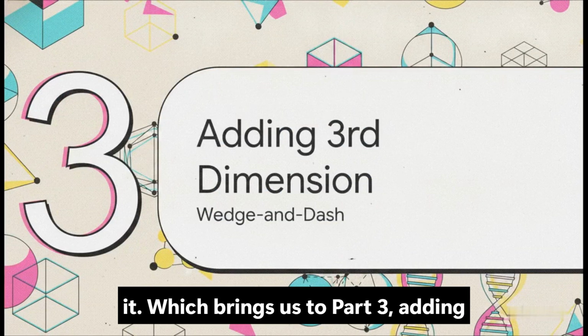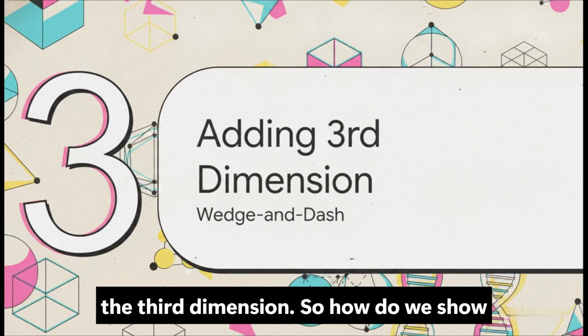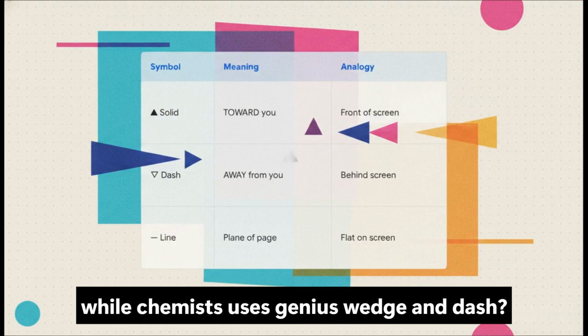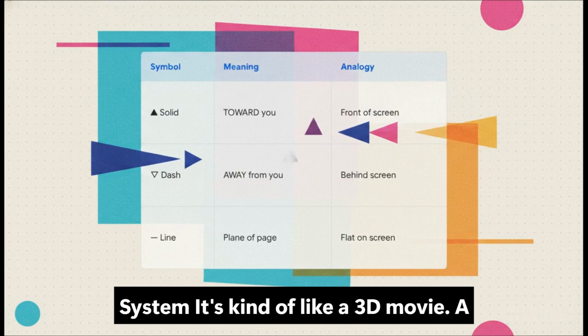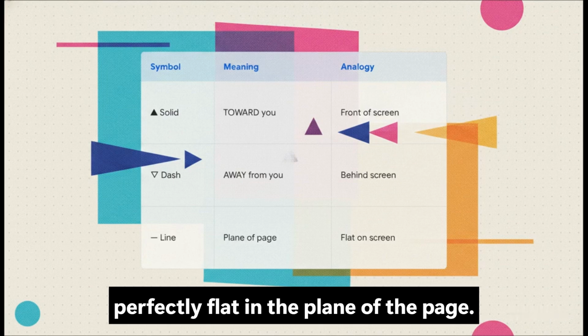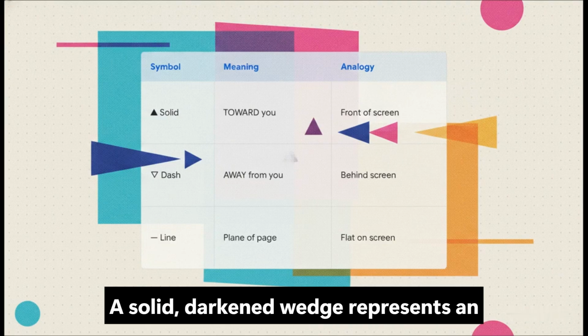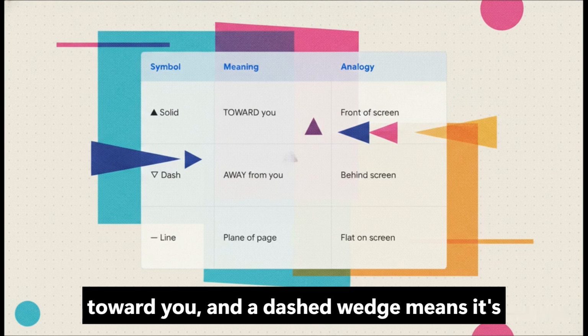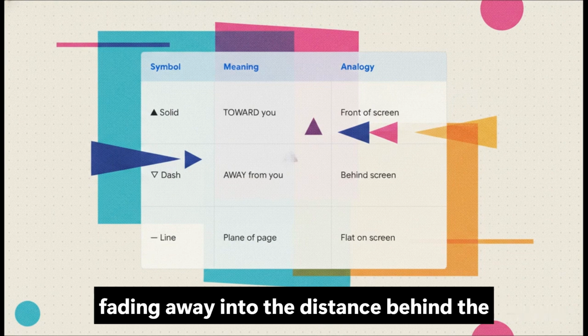Which brings us to part 3, adding the 3rd dimension. So how do we show 3D depth on a completely flat screen? Well, chemists use this genius wedge-and-dash system. It's kind of like a 3D movie. A simple straight line means the bond sits perfectly flat in the plane of the page. A solid, darkened wedge represents an object popping right out of the screen toward you, and a dashed wedge means it's fading away into the distance behind the page.